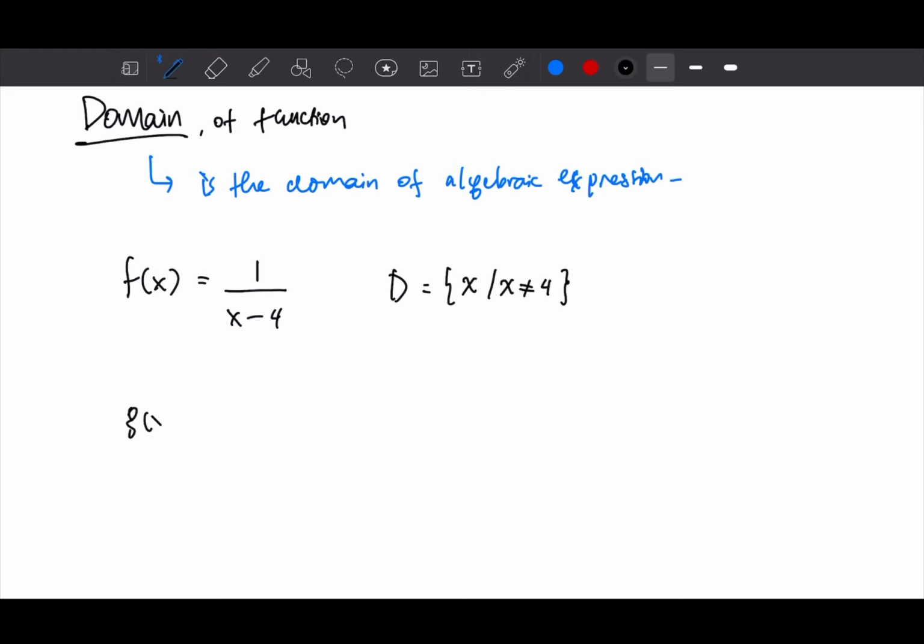Let's say another function, the square root of x that we have visualized before. Since the square root is not defined for negative x, the domain needs to be positive or equal to 0 at least. So we can write that this will be our domain.